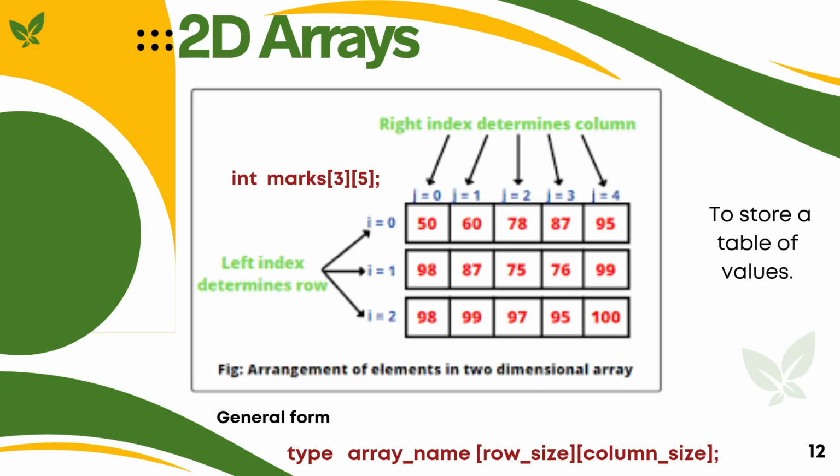So, this is how we use a 2 dimensional array for storing information which we want to have in the form of a table. The general form of declaring a 2 dimensional array is just like a 1 dimensional array. The only difference is that we specify type, we specify name, and instead of specifying one size, we specify 2 sizes, one corresponding to the number of rows and the other corresponding to the number of columns. This is how we access a 2 dimensional array.